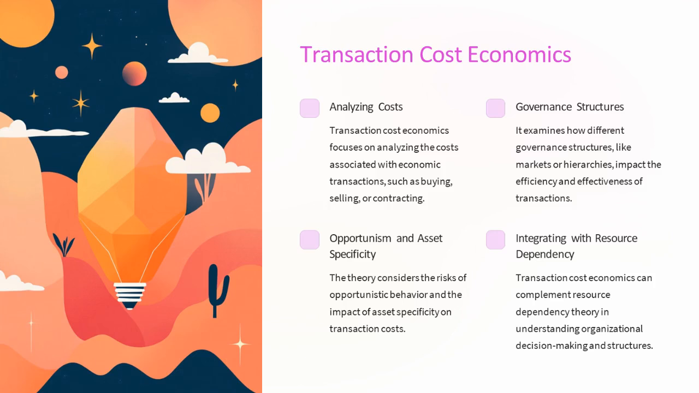Transaction cost economics focuses on analyzing the costs associated with economic transactions, such as buying, selling, or contracting. It examines how different governance structures, like markets or hierarchies, impact the efficiency and effectiveness of transactions. The theory considers the risks of opportunism and the impact of asset specificity on transaction costs. Transaction cost economics can complement resource dependency theory in understanding organizational decision-making and management.